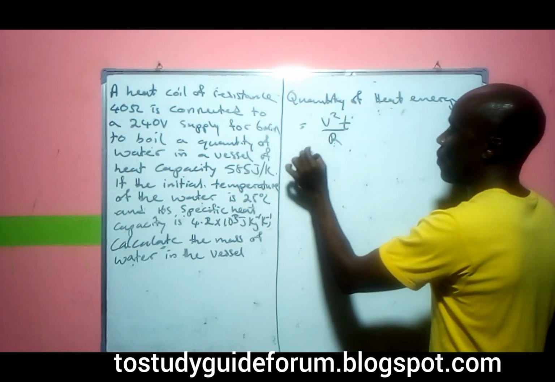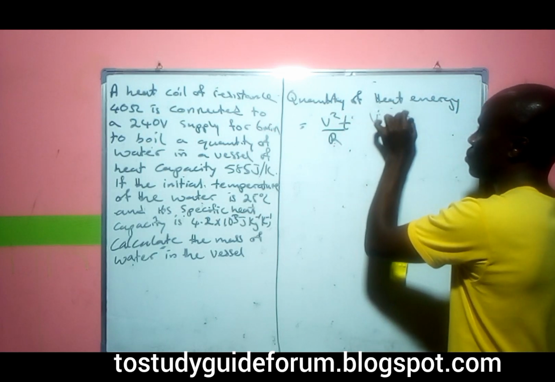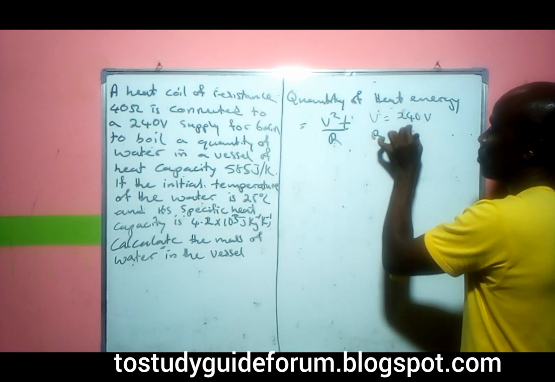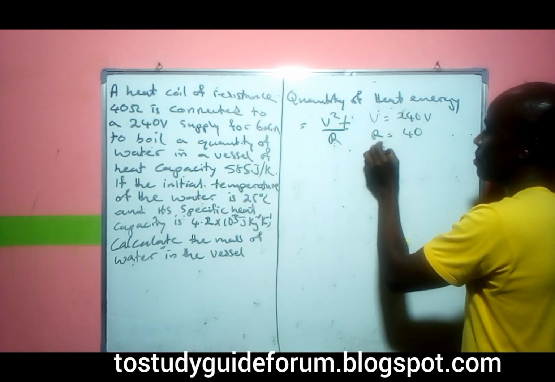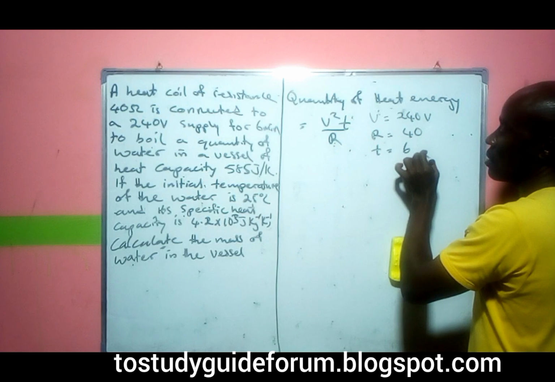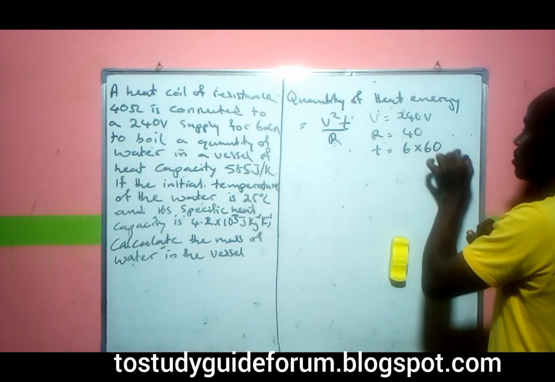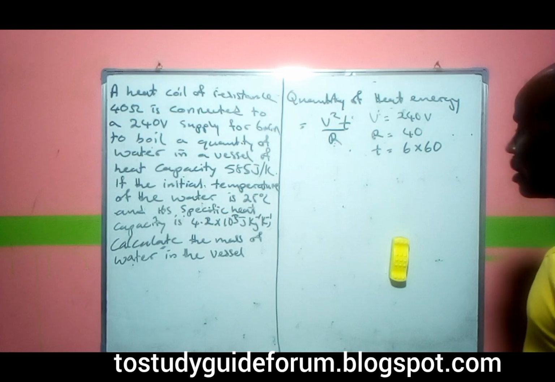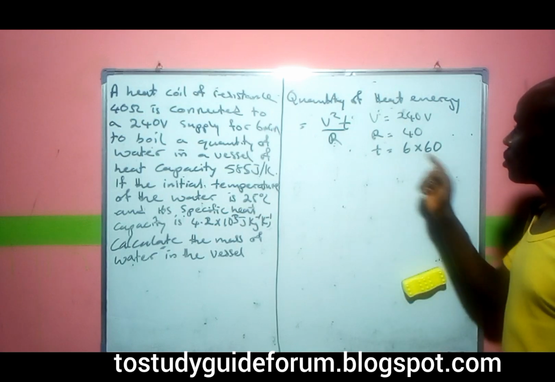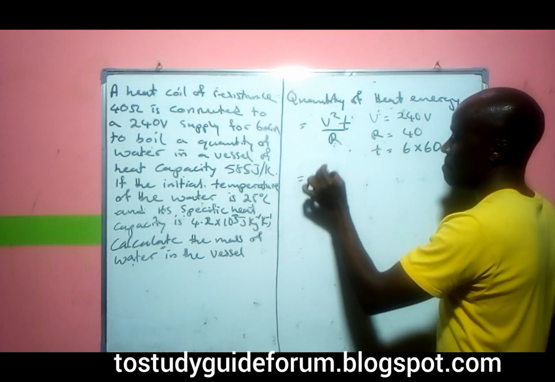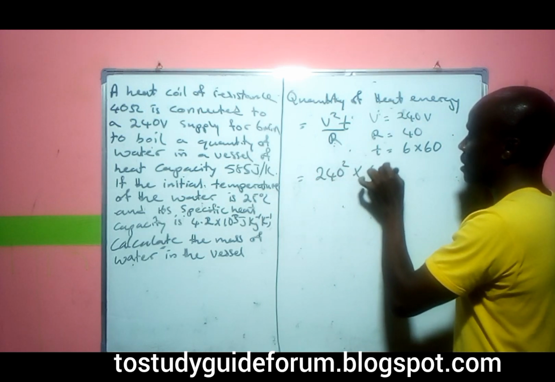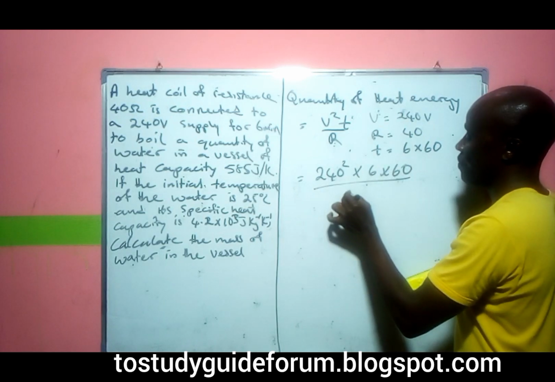So here, the volts, we know our volt is what? 240 volts. The R is equal to 40, and then time is what? 6 minutes. That means we multiply by 60 because the unit is normally in seconds. So here now, we're going to substitute all these things into the formula. We have 240 squared times 6 times 60, all over 40.